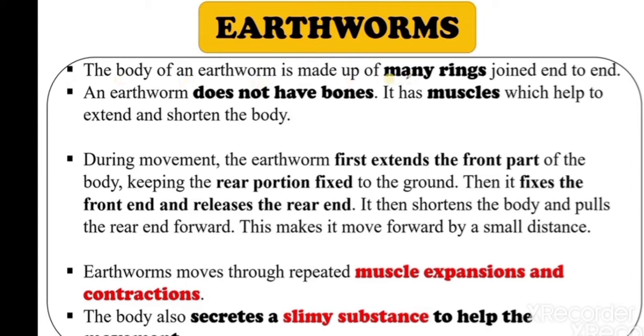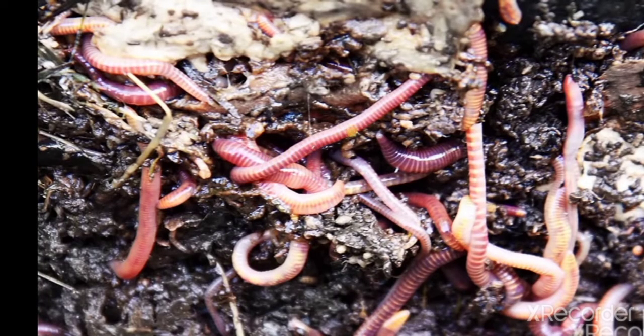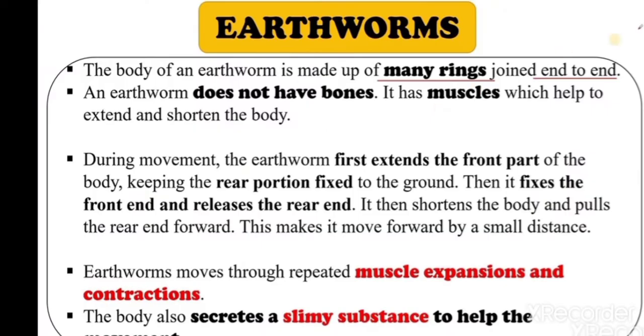Now the body of an earthworm is made up of many rings joined end to end. As you can see, this is an earthworm, and its body is made up of many rings joined end to end. An earthworm does not have bones, it has muscles only, which help to extend and shorten the body.